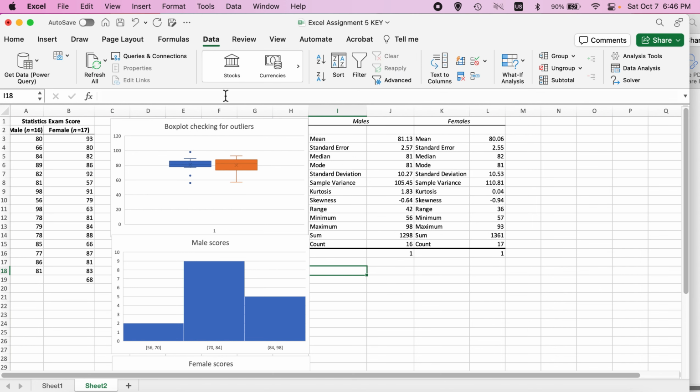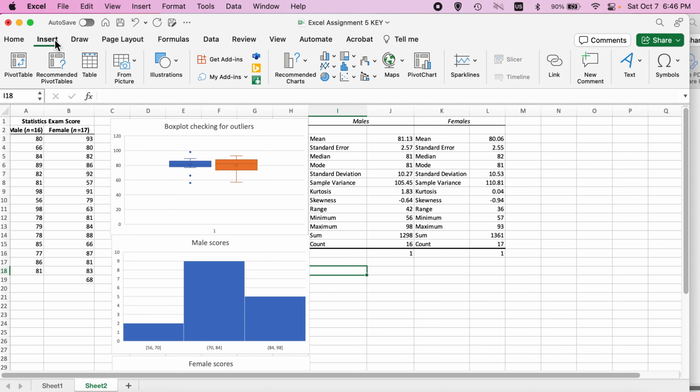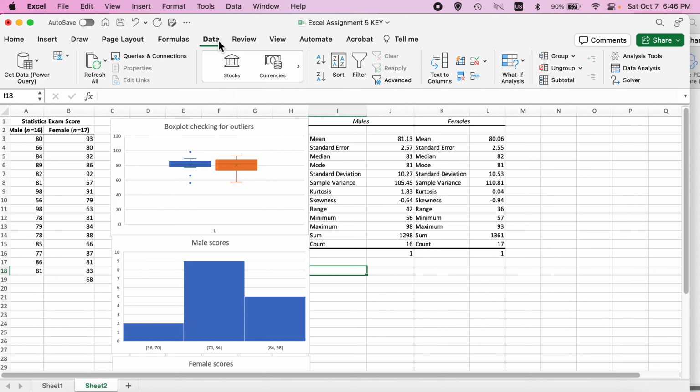I wasn't sure if that was still the case because I have had a lot of people not send me a message about it, but you will need to insert add-ins. You can get add-ins and you can find the data analysis tool pack.